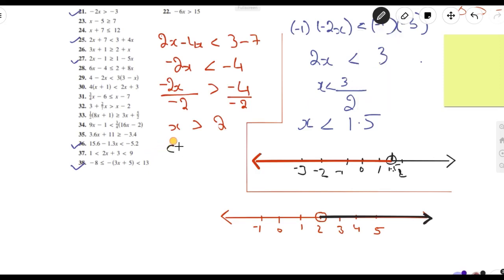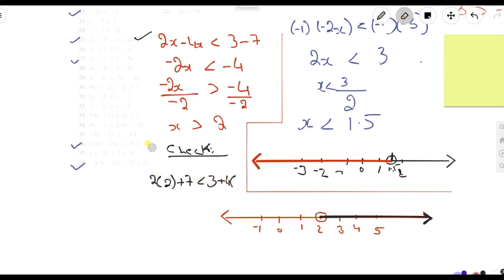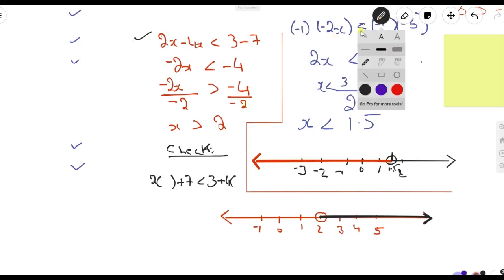Let us make a tiny check, and if I pick any number greater than 2, for example 4, I'm going to substitute 4 in this inequality. So it is going to be 2 into 2 plus 7 less than 3 plus 4 times. I'm sorry, it's 4. I just wrote 2 here. I'm sorry. It's 4. I have selected 4 here. So it is 4.